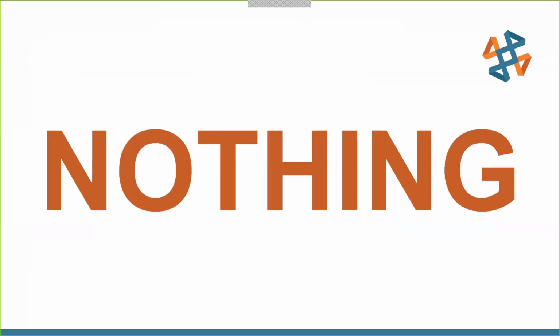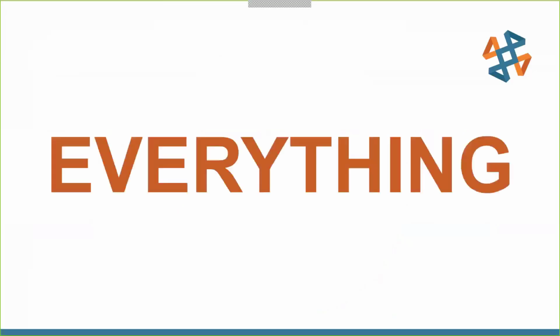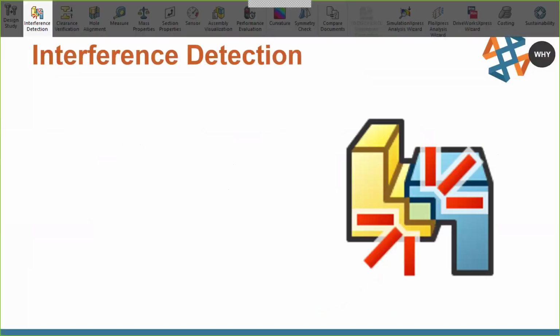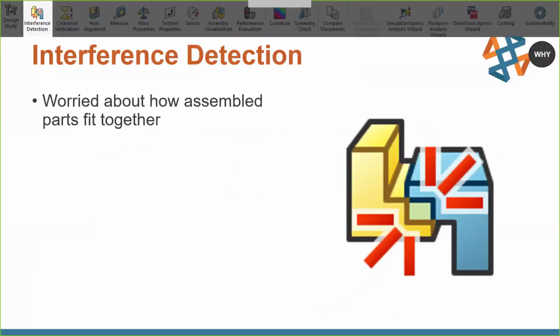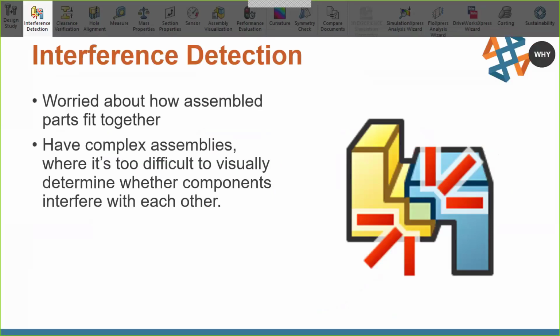And I thought that was a perfect model for explaining the evaluation toolbar tools, because if you ask me what the tools do, the answer isn't very exciting. But instead, if we ask why should we use these tools, we're going to see that the insight they provide can mean everything to us. So starting with interference detection, if we're worried about how parts fit together, or working on a massive assembly and we need to see if they occupy the same space, we can use interference detection.